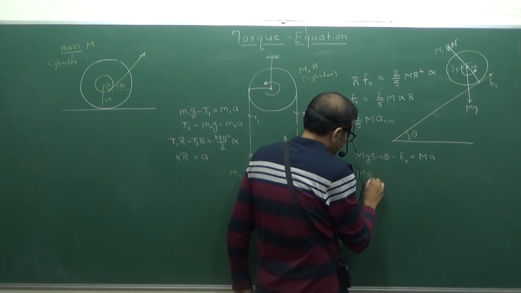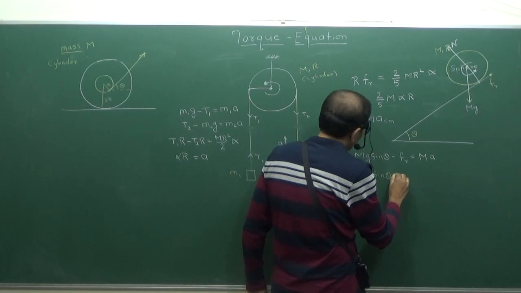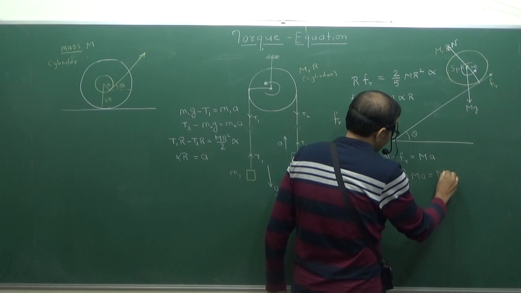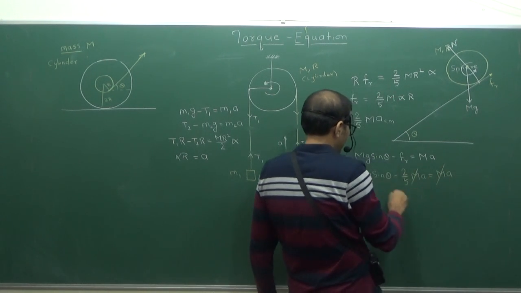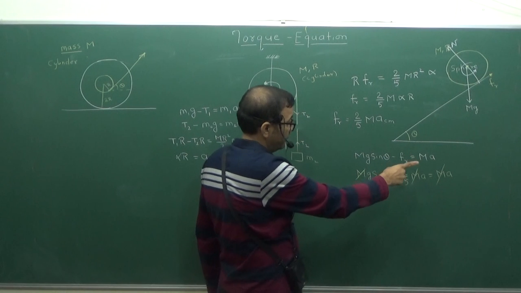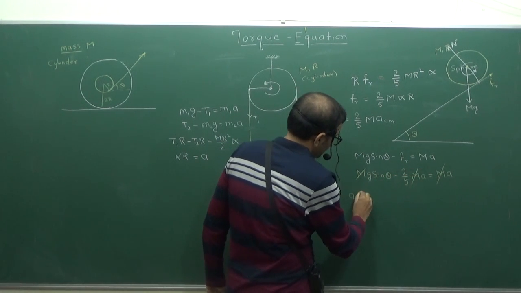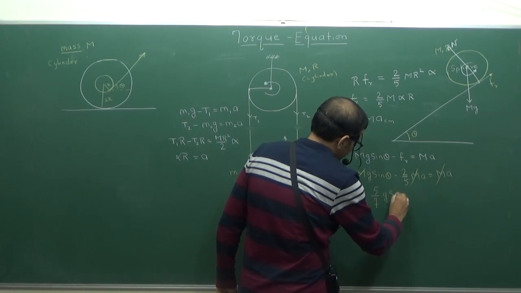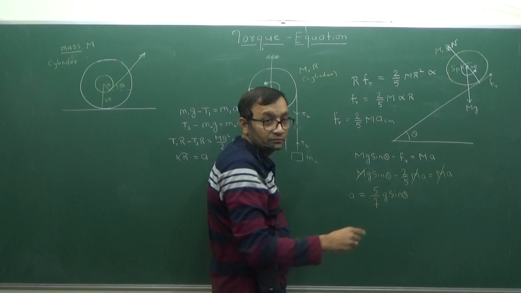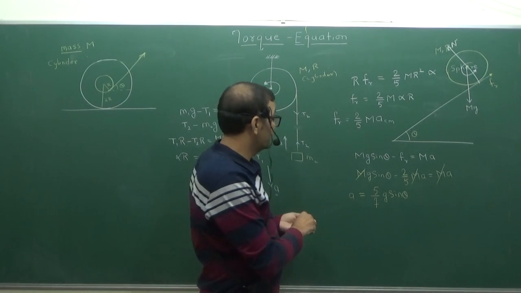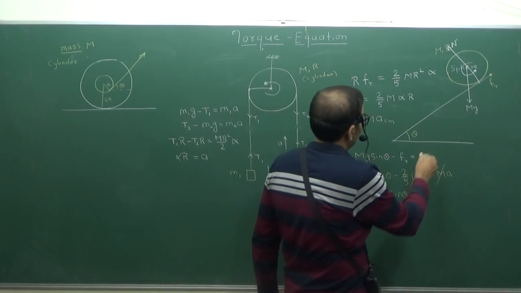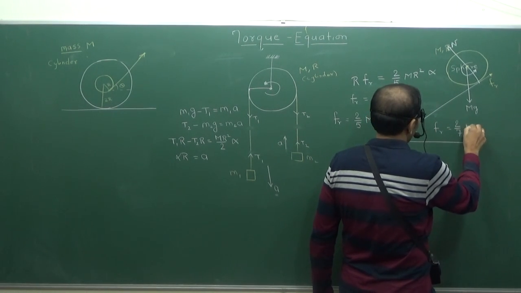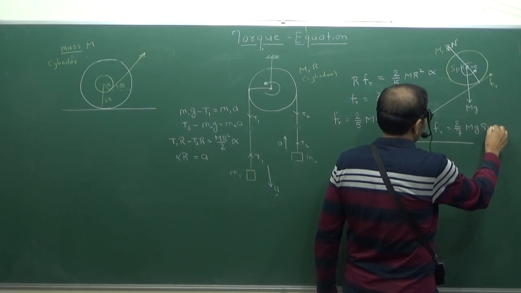So I'll get Mg sin theta minus 2/5 M into A. This M is gone. 7/5 A equals g sin theta, so A is 5/7 g sin theta. Understood? This is the acceleration of the center of mass. When you substitute over there, you will get the force of friction equal to 2/7 mg sin theta.